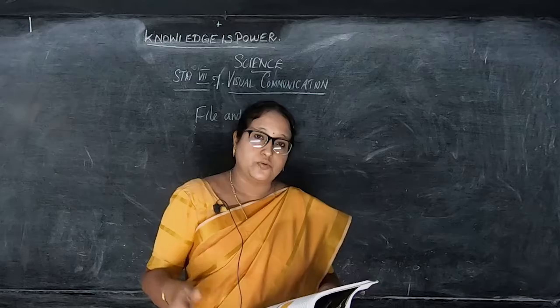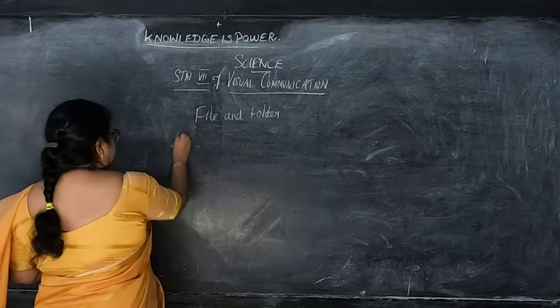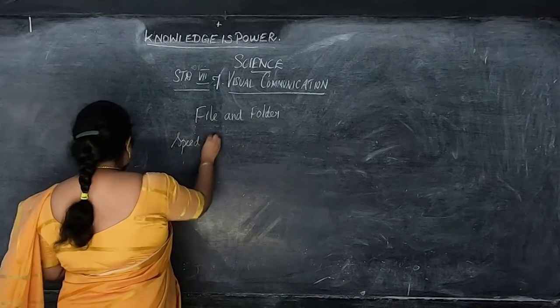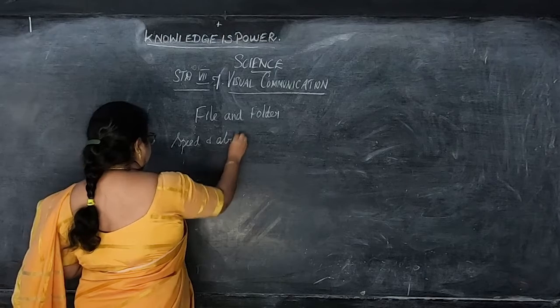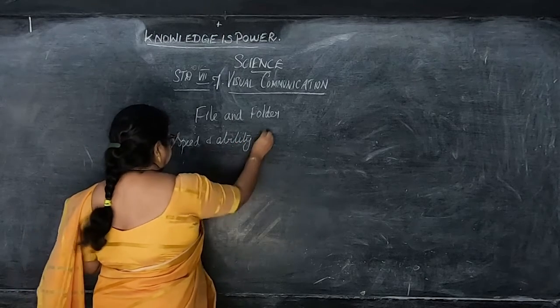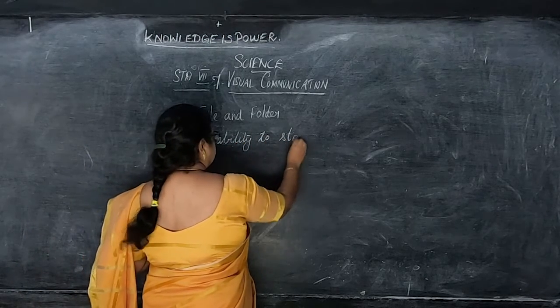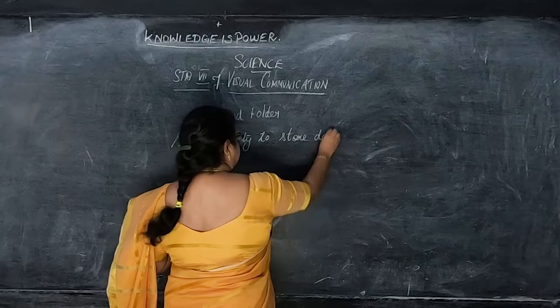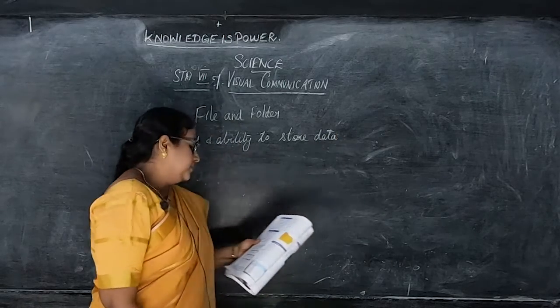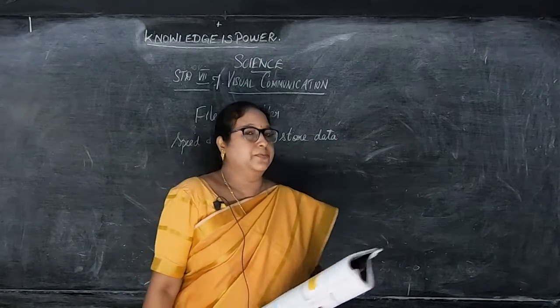So, we prefer computer for what? For its speed and ability to store data. Okay, children. Then, how can we save data and information in computer?